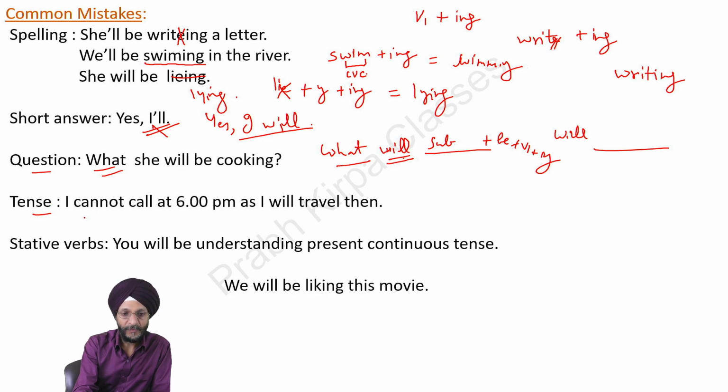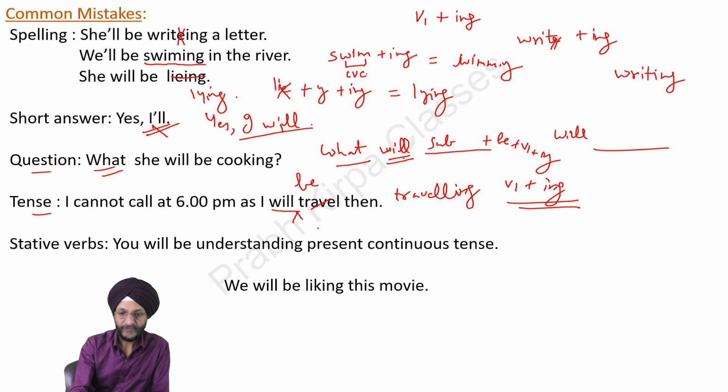Next, there may be some fault in tense. I cannot call at 6 p.m. as I will be traveling. We have to add ing to the first form of the verb. Travel becomes traveling. I will be traveling then.